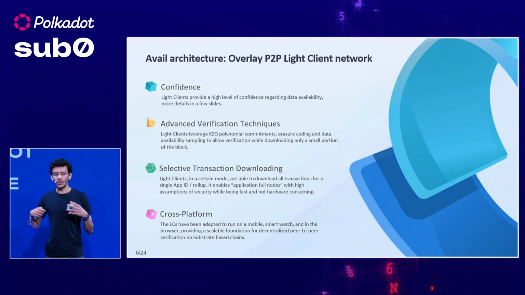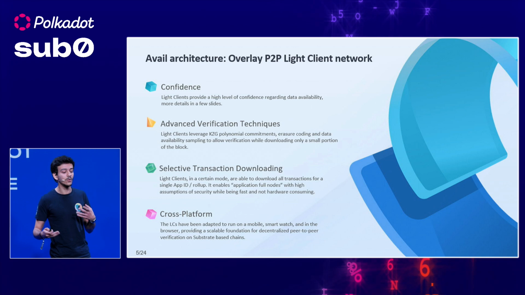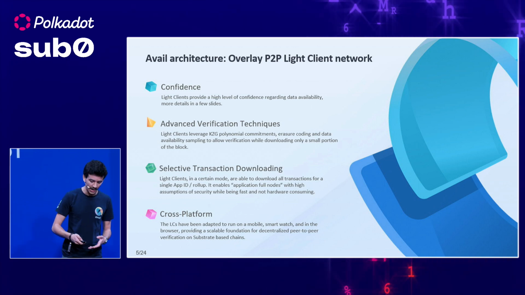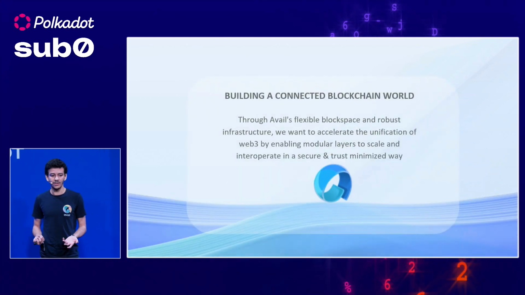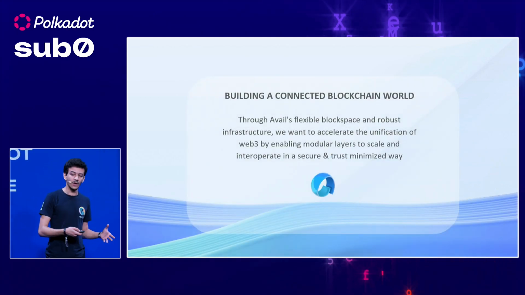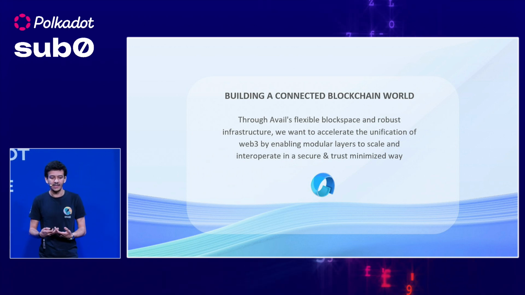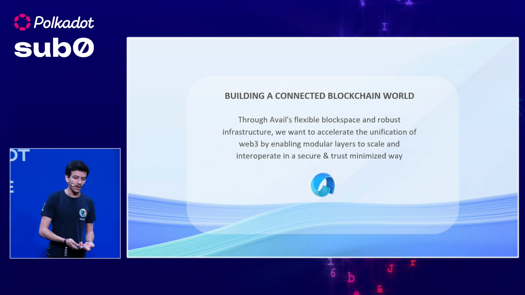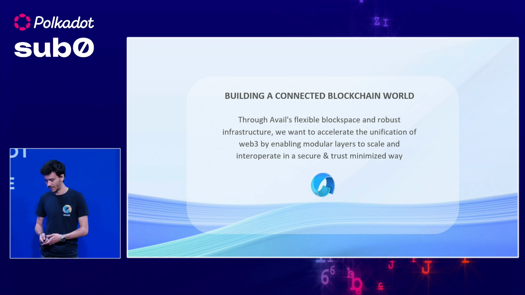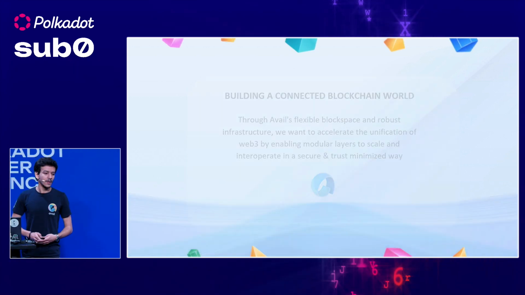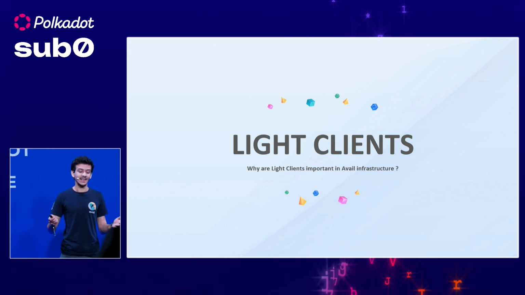But yeah. So now that we have seen, not really in detail, what the Avail infrastructure looks like, let's talk a little bit about our choices. So why have we chosen Substrate? Theoretically, Avail wants to build a flexible block space, a robust infrastructure. We want to accelerate the unification of Web3 and enable modular layers to scale and interoperate in a secure and trust-minimized way. So we'll see now, before actually going to our choices, why light clients are important in Avail infrastructure.